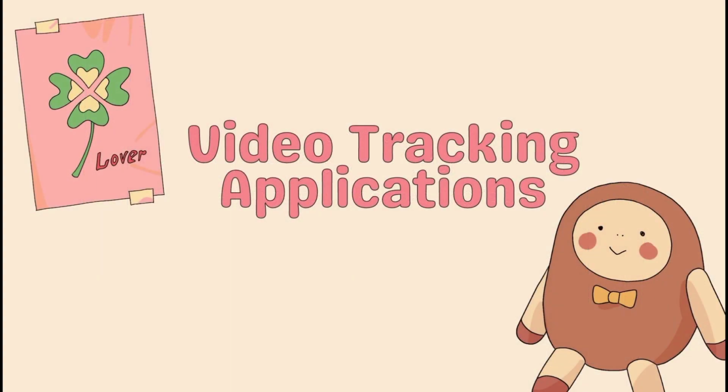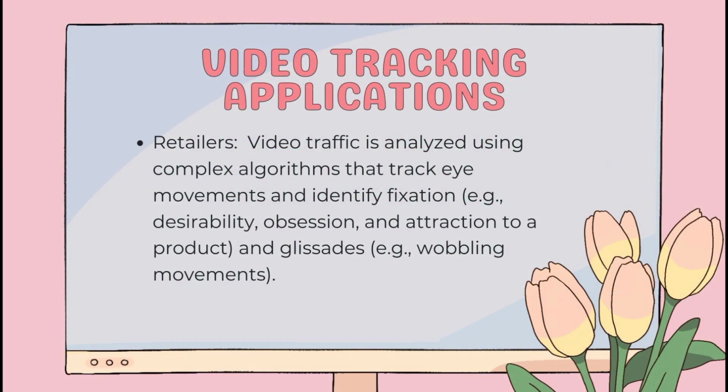Video tracking applications. Video tracking applications are applicable for retailers. Many retailers have started using video tracking solutions, often in conjunction with Wi-Fi access point data, to increase sales and provide a better service for the customers. Video tracking is analyzed using complex algorithms that track eye movement and identify fixation, for example the desirability, obsession, and attraction to a product, and a glissade, wobbling movements.